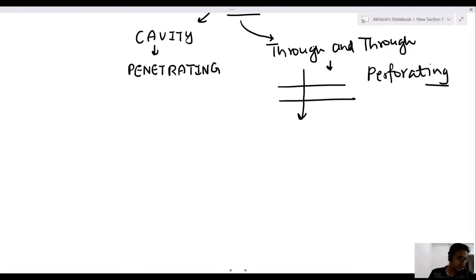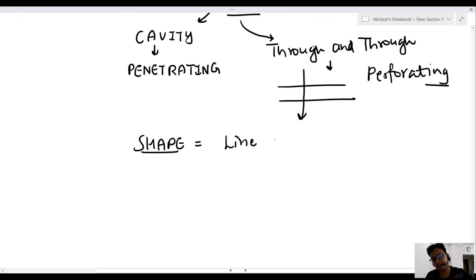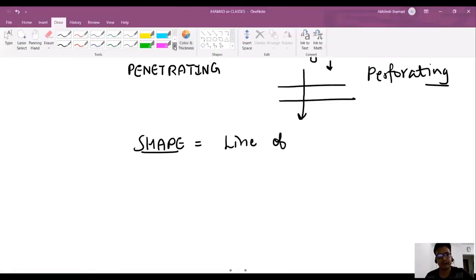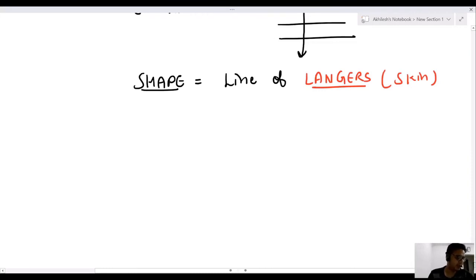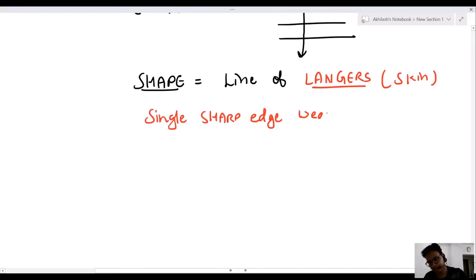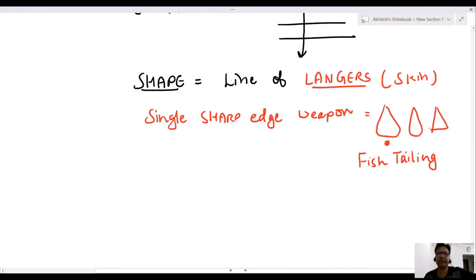Now, the shape of stab injury. The shape of stab injury is decided by the lines of Langer, which are present in the skin. If you have a single sharp edge weapon, the shape is like this. This is known as fishtailing. The shape is either this or triangular. These are common in single sharp edge weapons.